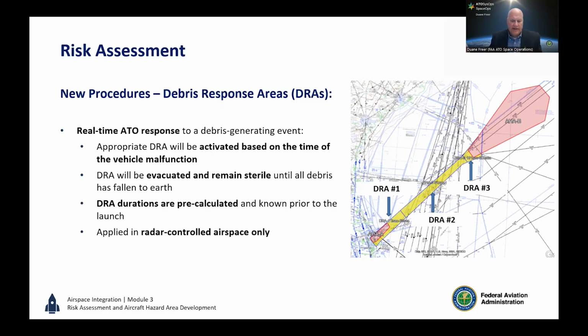DRA 2 goes further than that, and it covers a time period that's longer, up to 180 seconds, so up until 3 minutes. And then DRA number 3 covers the time period after 3 minutes, or 181 seconds. And again, those areas are in the event of an anomaly. We activate those, and our air traffic controllers have procedures for the evacuation and the cessation of traffic proceeding through those areas.